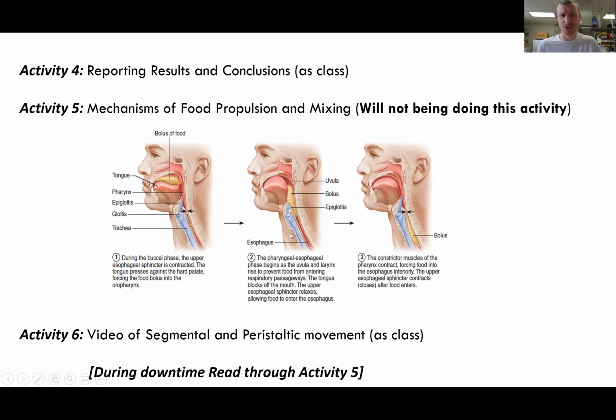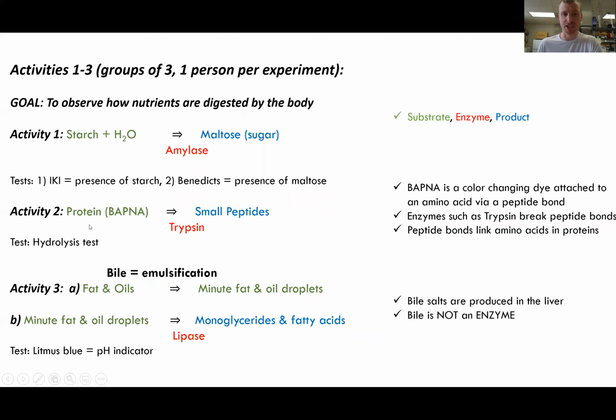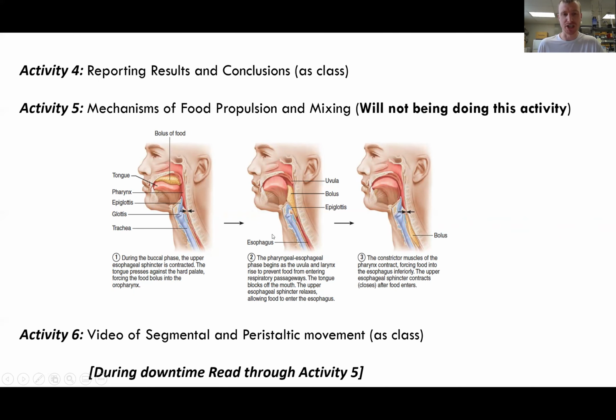However, you should still certainly understand everything from activity 5. You should be reading through it and making sure you're understanding the process of swallowing, and be able to talk about how it's a voluntary action at first, and then it becomes an involuntary action as the process proceeds. So you can read through activity 5 as you're going through the first 3 activities, because you're going to have some downtime, and that's a great time to make sure you're understanding everything in that section.